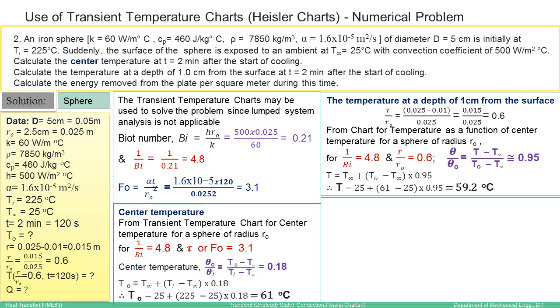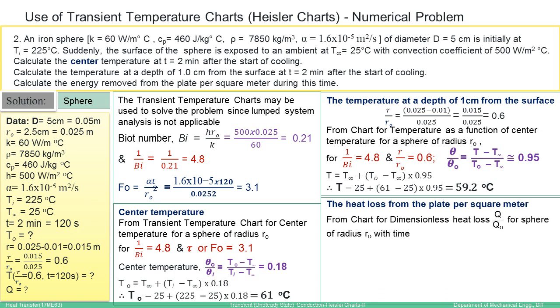59.2 degree Celsius. So if a sphere is losing heat, definitely the temperature at a depth from the surface, or at any given radius r, should always be less than the center temperature. Now 61 degree Celsius is the center temperature, and at a radius of 1.5 centimeter, the temperature is 59.2 degree Celsius.